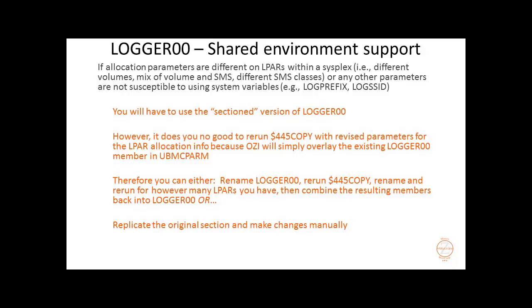The Logger XX member supports sectioning by LPAR, so that different systems can use different parameter settings for variables within the same member. OSI does not support this capability, so if it is necessary to section the Logger XX member, it must be done manually. Because OSI can only create a single section at a time and overlays the members with each execution, you would have to rename each member or section out of the way to save it, then combine all the sections into a single member after they've been created. Otherwise, you can edit the member directly to create the sections.